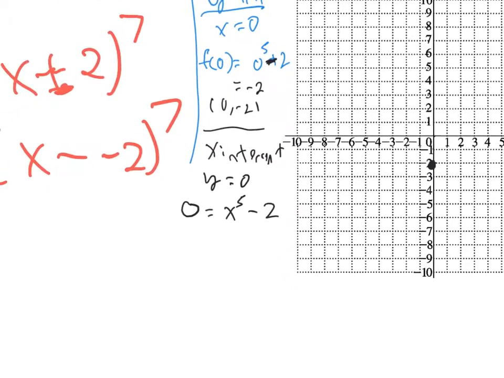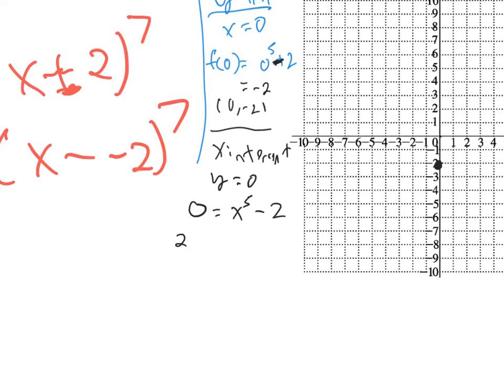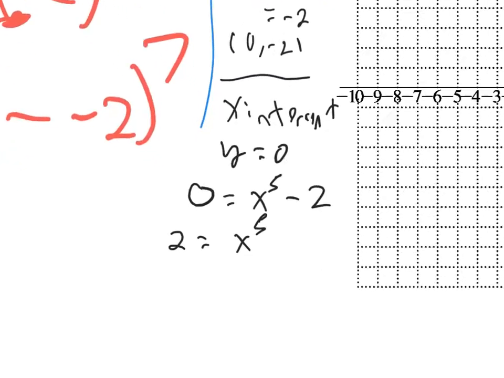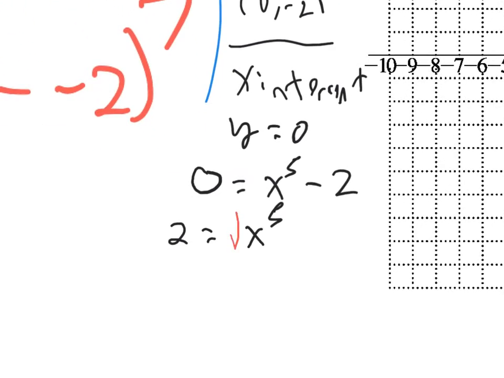And then I say, how do I solve that? Well, I add 2 to both sides, is x to the 5th. To get rid of x to the 5th, I do the 5th root, the house with a 5 on the inside, and I do it to both sides. That gives me x is equal to something, okay? By the way, it's going to be very small.